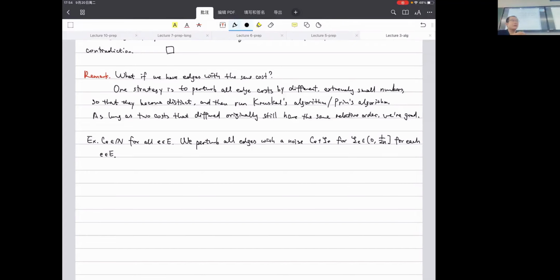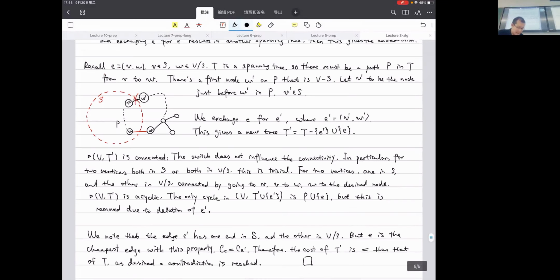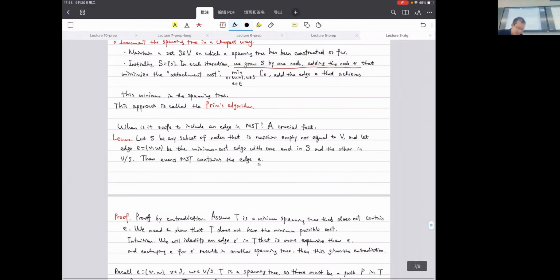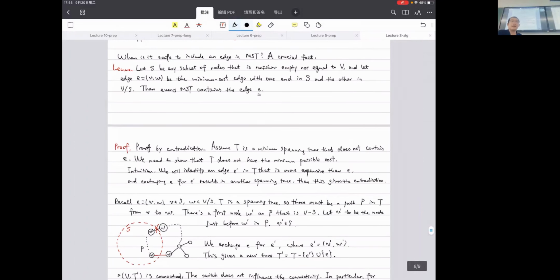But in general, we need to be a little bit cautious. You want to be a little bit more careful here, specifically about the lemma, because for the minimum spanning tree, if the values are the same, it is still the minimum. It will break the lemma actually.